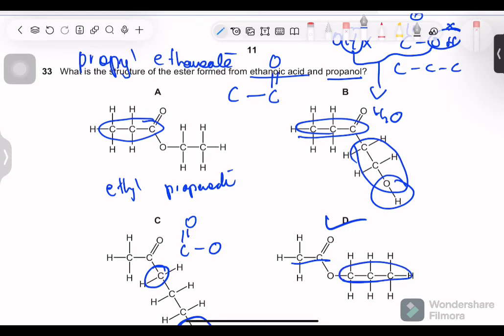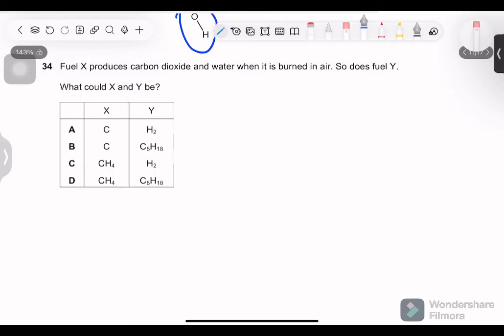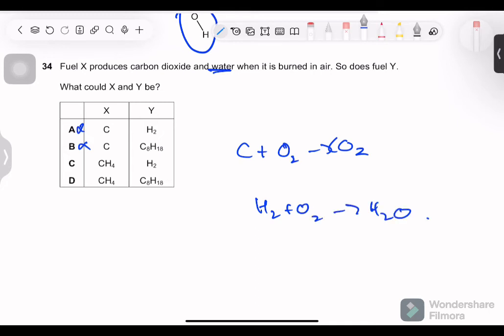for the alcohol. Correct. Fuel X produces carbon dioxide and water when it is burned in air. So does fuel Y. What could X and Y be? There cannot be carbon or hydrogen because they're not fuels, and they do not produce water and carbon dioxide. C plus oxygen is basically just CO2, and H2 plus O2 is basically just H2O. So any option containing either carbon or hydrogen is incorrect. Only option D is correct. Alkenes, and both are alkenes.